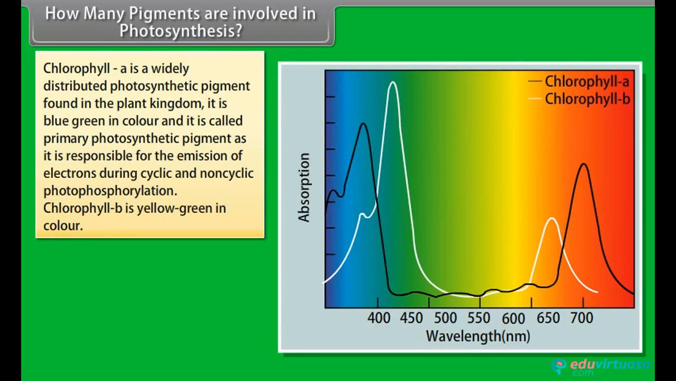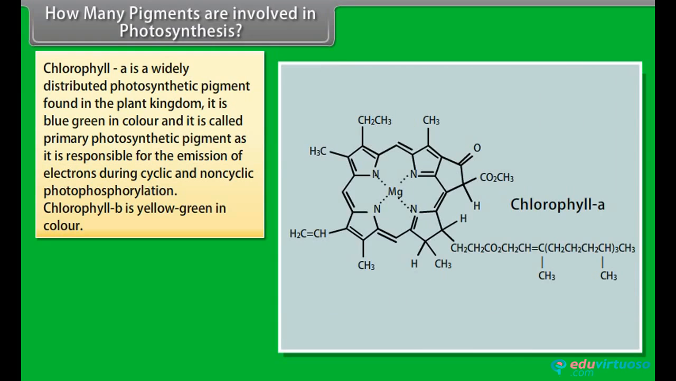Chlorophyll A is a widely distributed photosynthetic pigment found in the plant kingdom. It is blue-green in color and it is called the primary photosynthetic pigment as it is responsible for the emission of electrons during cyclic and non-cyclic photophosphorylation.